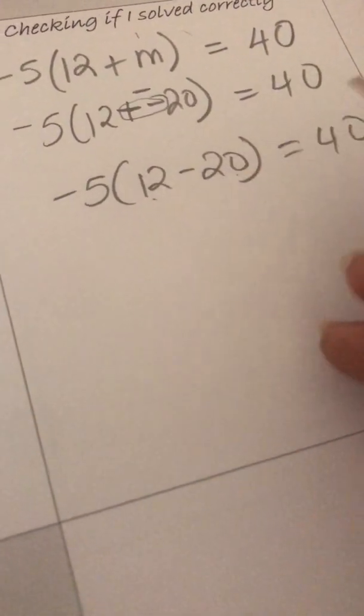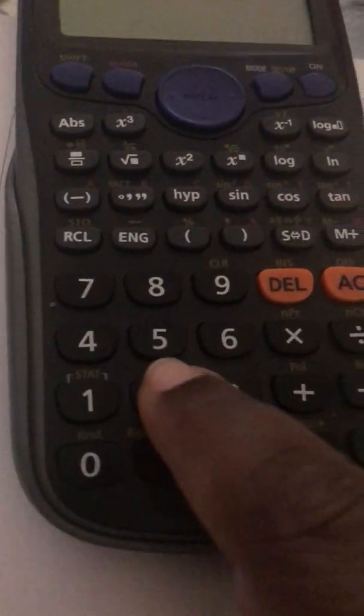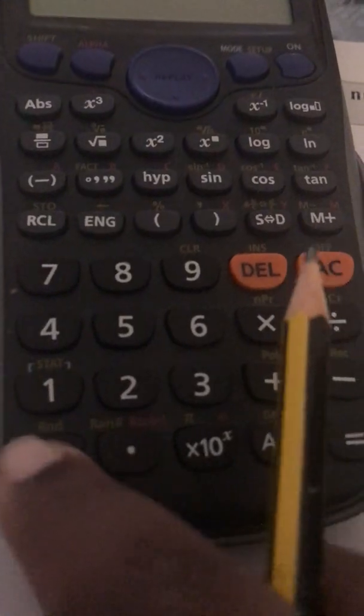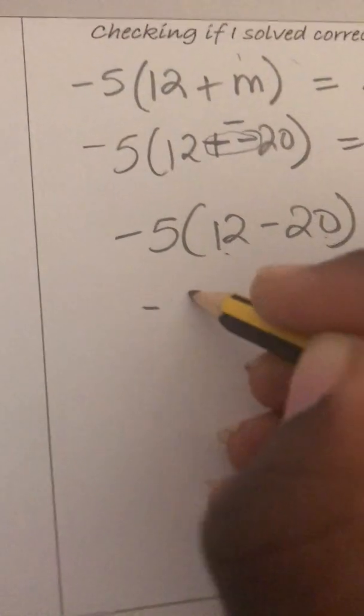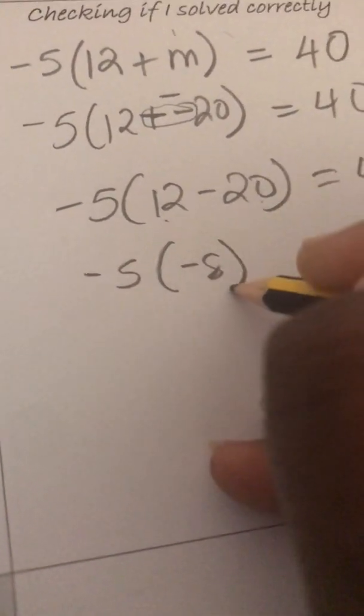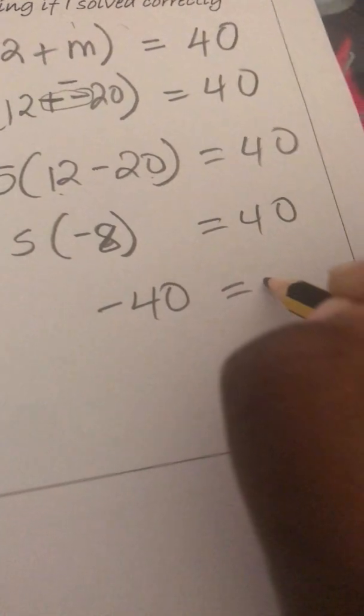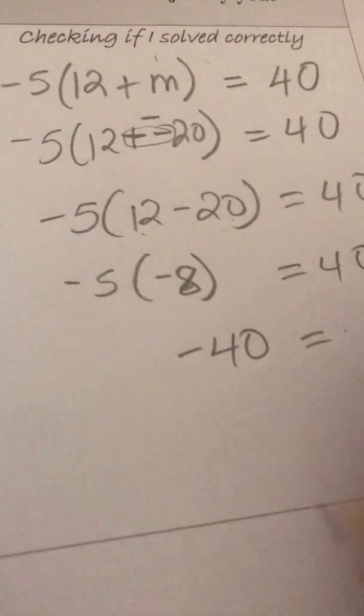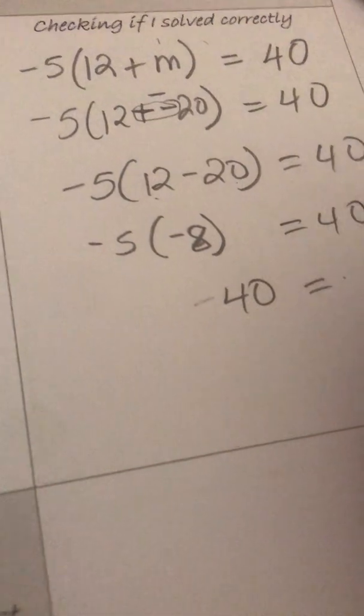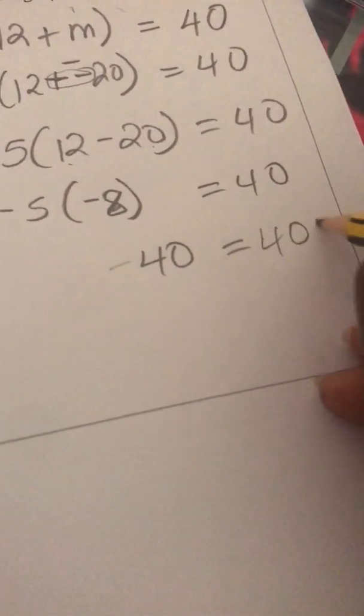12 minus 20, should that be negative 8? So 12 minus 20 should give me negative 8. So negative 5 times (negative 8) is equal to 40. Negative 40 is equal to, no, positive, because a negative times a negative is a positive. So 40 is equal to 40.